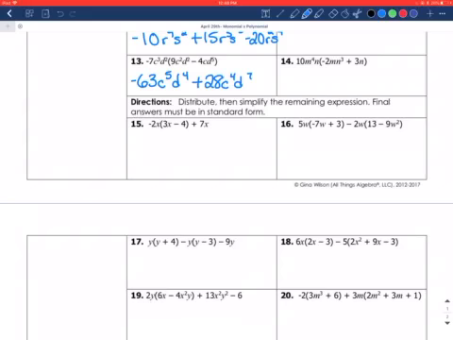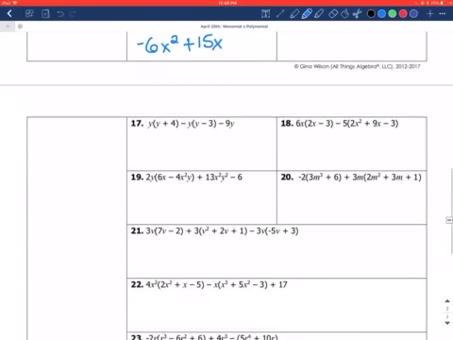All right, so for 15 and onward, we are distributing, but then we need to combine like terms. So we will have multi-steps here. That'll be negative 6x squared plus 8x. And then we copy down that plus 7x. So you can see that we need to simplify and put the plus 7x and plus 8x together to make plus 15x.